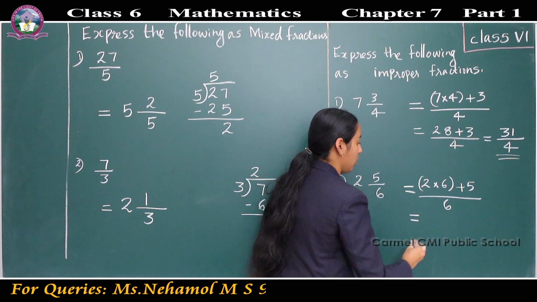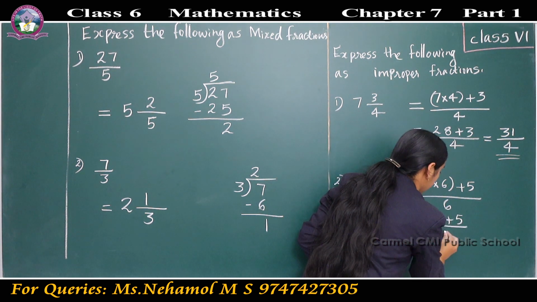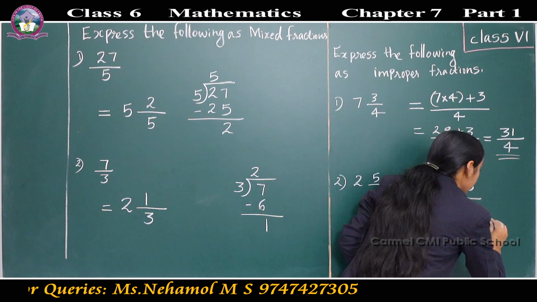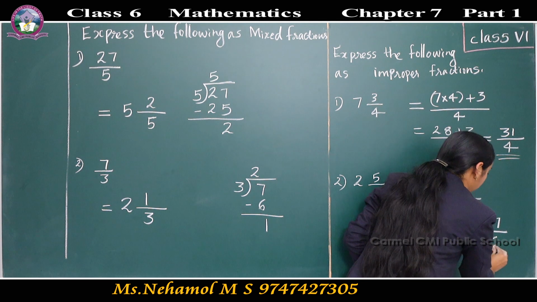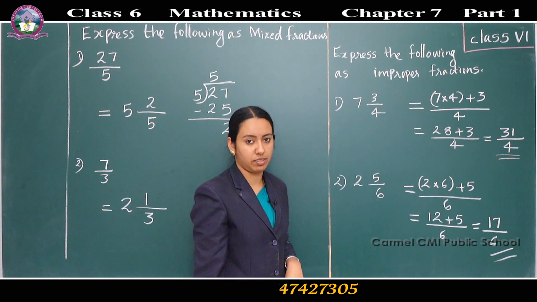2 6s are 12. 12 plus 5 by 6. What is 12 plus 5? 12 plus 5 is 17. 17 by 6 is the corresponding improper fraction.